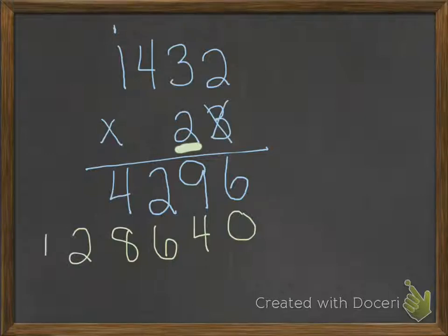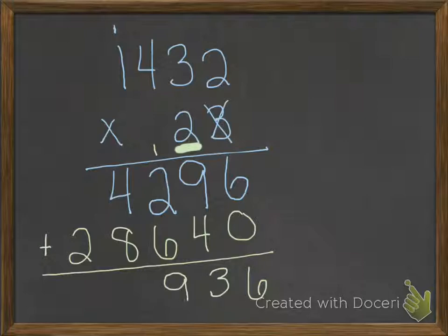Same as the last problem, add those together. 6 plus 0 is 6. 9 plus 4 is 13. Regroup the 1. 2 plus 6 is 8, plus 1 more is 9. 4 plus 8 is 12. Regroup the 1. And 2 plus 1 is 3. Our final answer is 32,936.